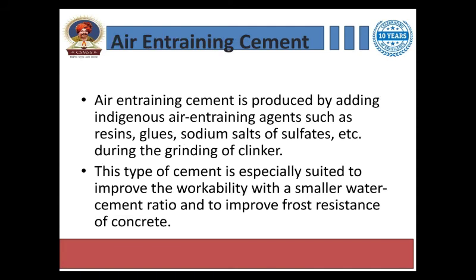Then air entraining cement. Air entraining cement is produced by addition of indigenous entraining agents such as resins, glue, sodium sulphate etc. during the grinding of clinker. While we grind the OPC clinkers, we have to mix this material in that mixture. This type of cement is specially suited to improve the workability. Look over it. It is majorly used to improve the workability with a smaller water cement ratio and to improve the frost resistance of concrete. Where it is used, everybody get it?